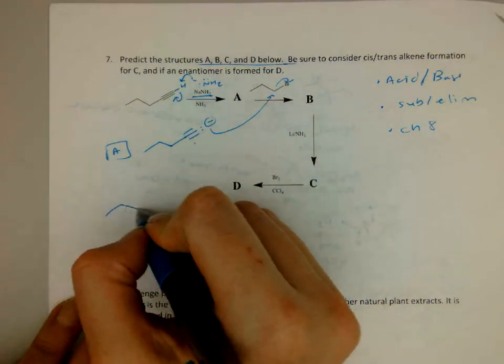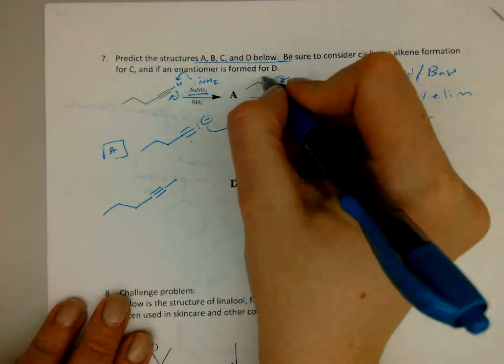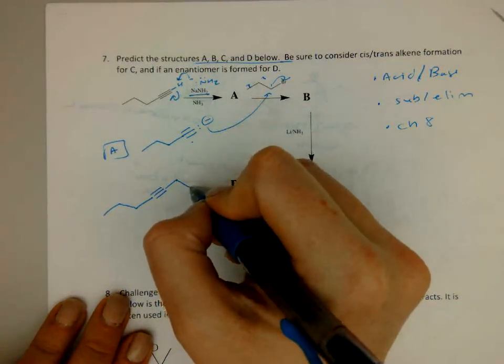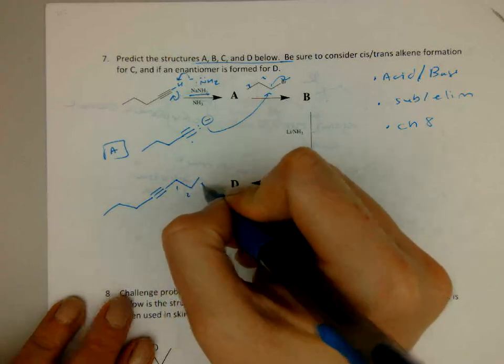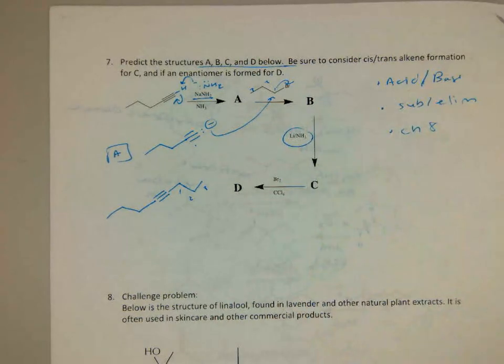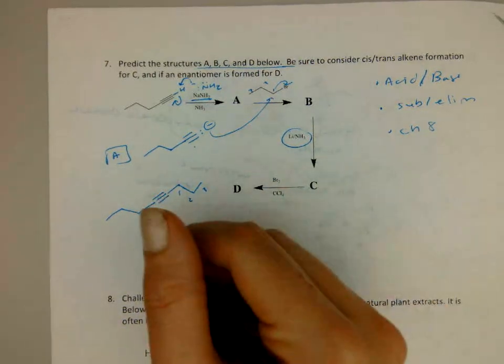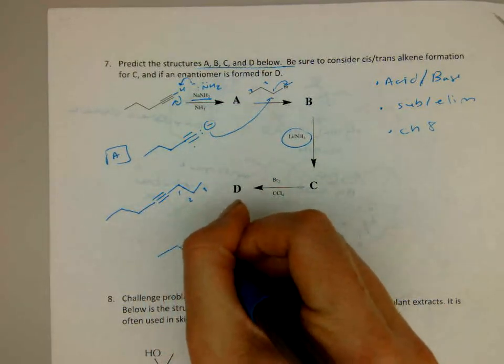And if we react those two together, we would get, let's see, 1, 2, 3, 1, 2, 1, 2, 3. Okay, so now we have an alkyne that's substituted on each side. And then we have a dissolving metal reduction, which we know eliminates one of these carbon-carbon triple bonds, and it creates a trans double bond.